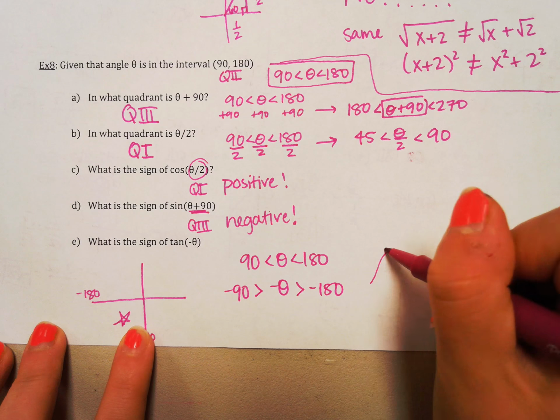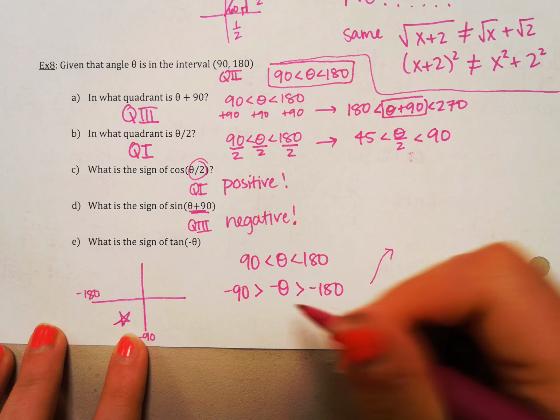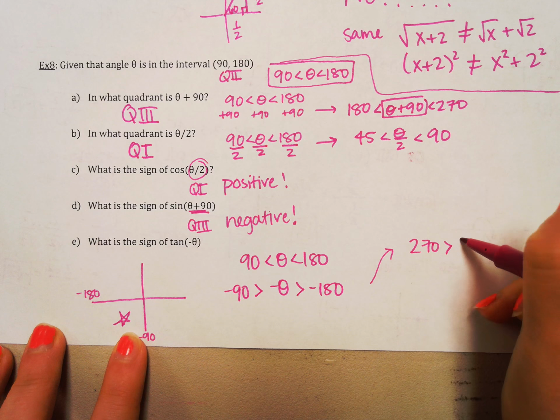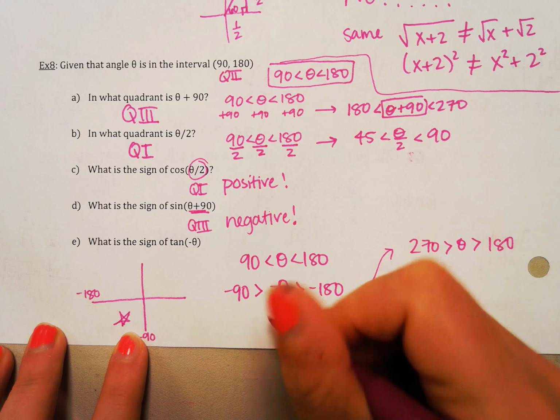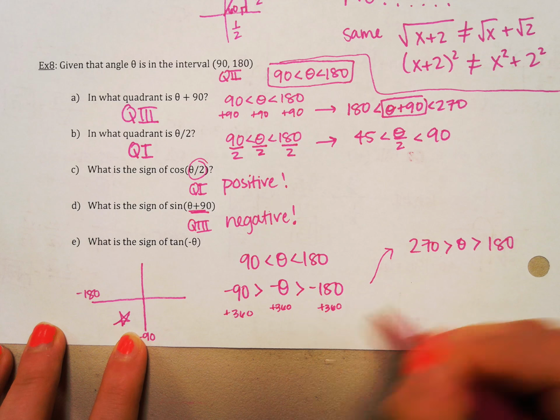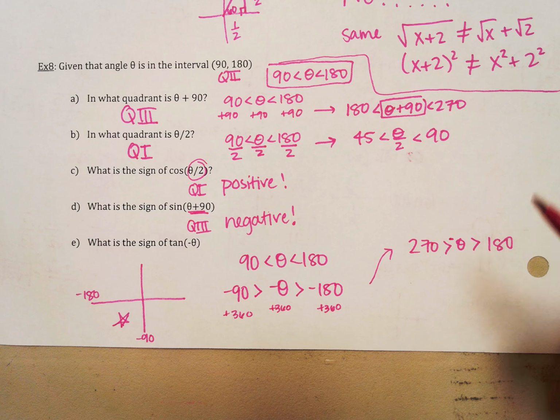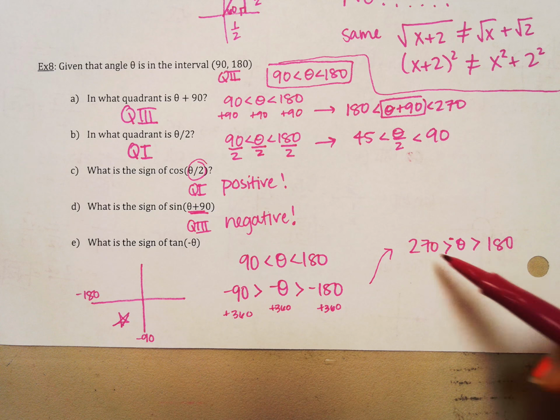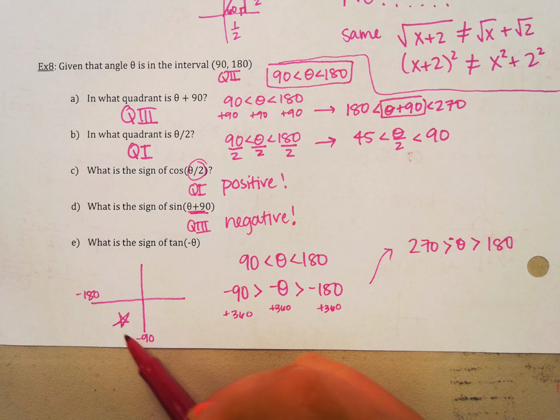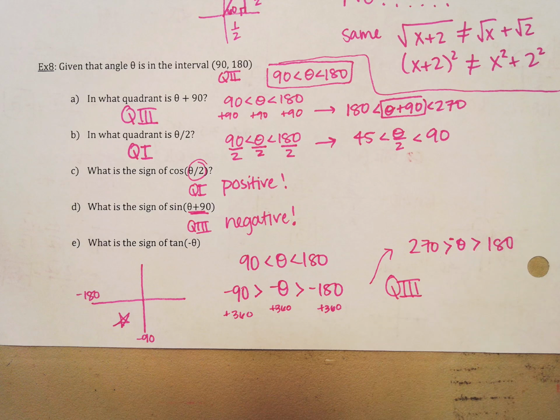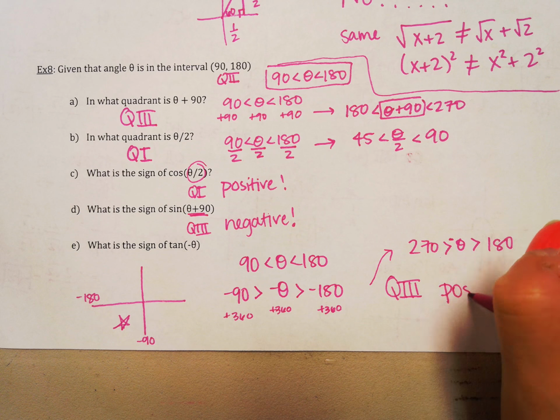Or another way is to find a coterminal angle for each of these. So I could add 360 degrees to each of those, and I would get 270 and then 180. I'm still going to keep it as negative theta, because negative theta plus 360 is the same thing as negative theta since they're coterminal. But you'll get between 180 and 270, which still puts you in quadrant 3. So either way, you're going to end up here in quadrant 3. And the sign of tangent in quadrant 3 is going to be positive.